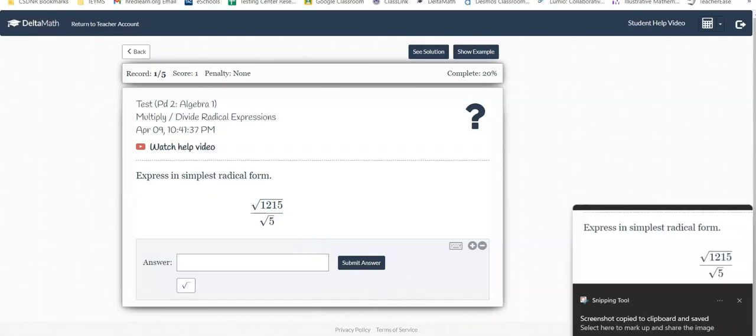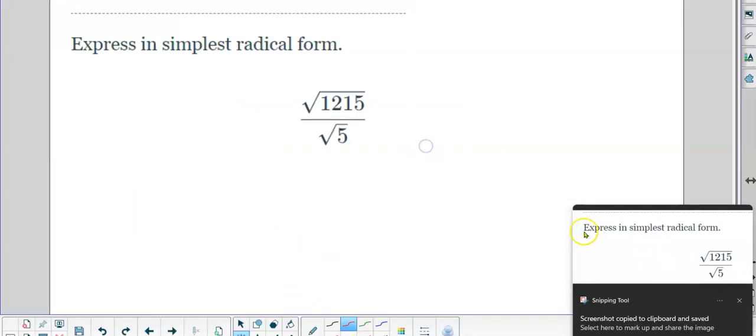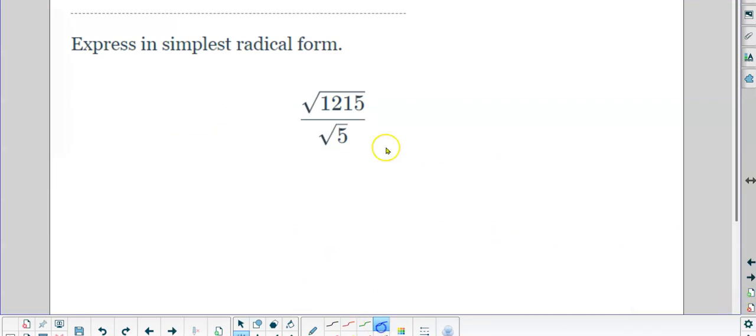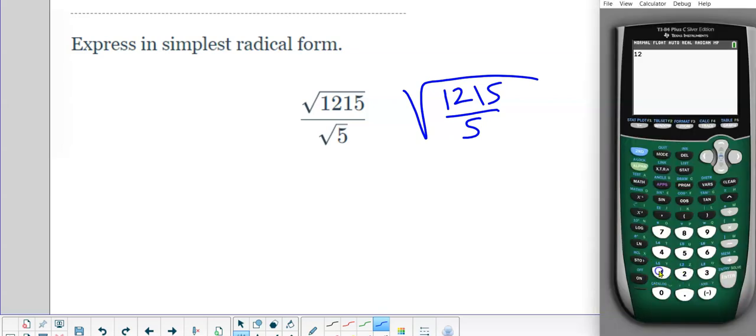For this one here, I do have two radical signs. So if you have two radical signs, you can simplify it to one giant radical sign like this. 1215 divided by 5. So let's do that first. Let's see what 1215 divided by 5 is. If it's an integer, which is fantastic, then we can just try and find the square root of 243. And if I take the square root of 243 and it is not an integer, then I have to find a product of two numbers instead.